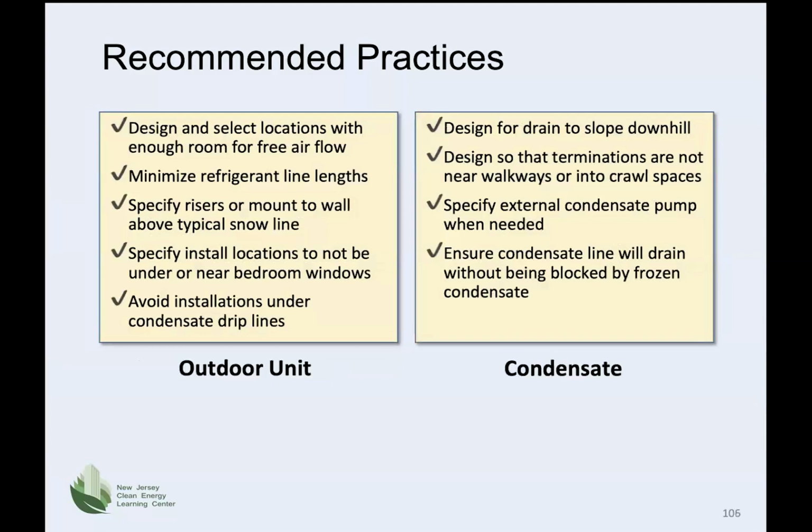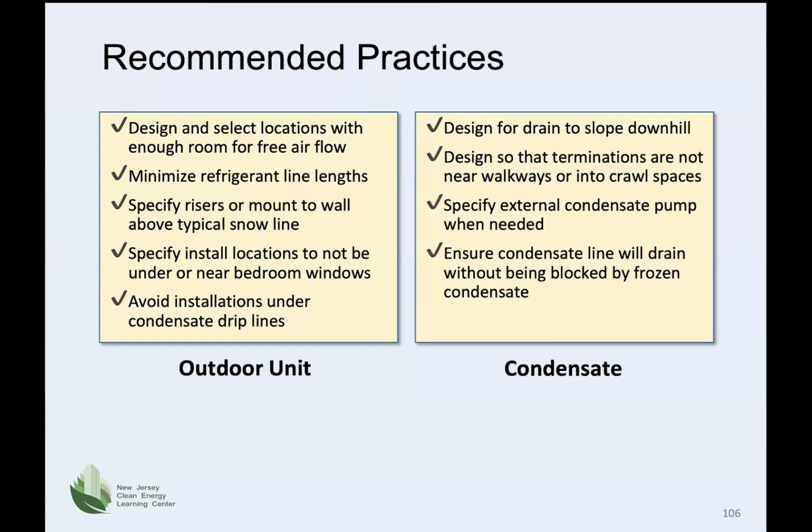Okay, these are recommended practices for locating the outside unit and considerations certainly for the condensate that will be generated from the heat pump, which is going to be outside. For the outside unit on the left here, we're looking at selecting locations for the outside unit where there's enough free airflow. And at the same time, we want to minimize the refrigerant line lengths. And in order to accommodate snowfall, risers should be specified. And then we want to specify locations not to be under or near a window or close to a neighbor's window. Also, we want to avoid an installation where there's a unit above where condensate could drip on another outside unit. For the condensate system, on the right are recommendations for the field installation of the condensate drainage system.